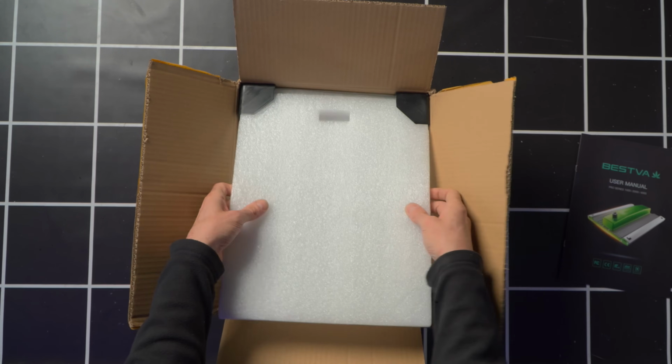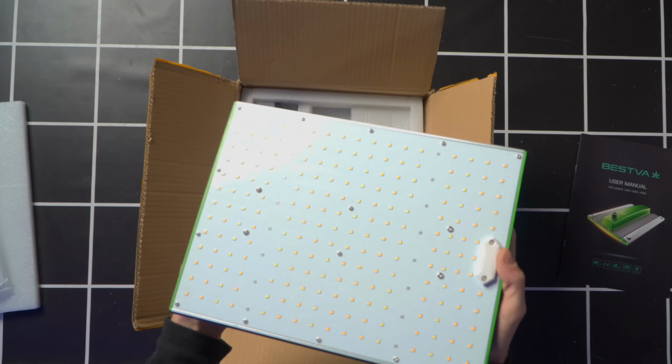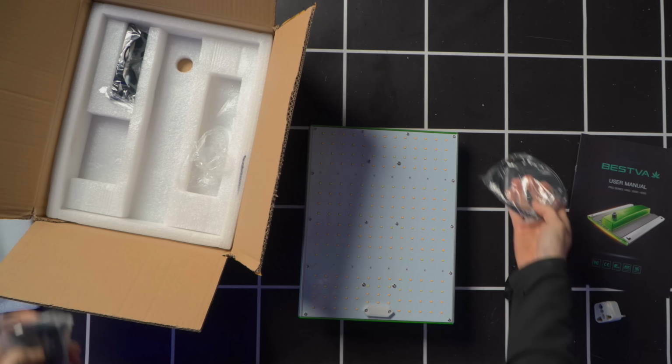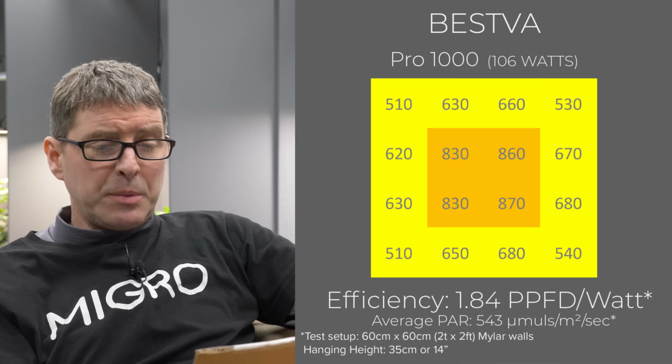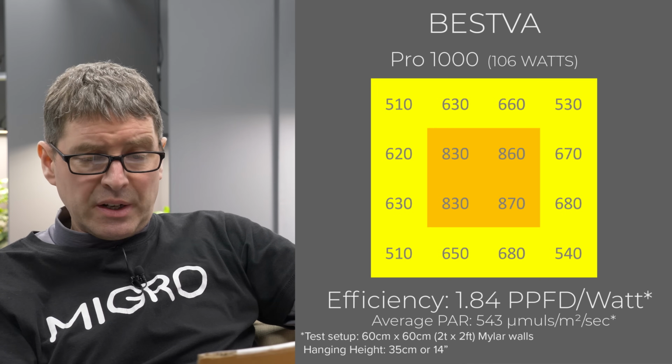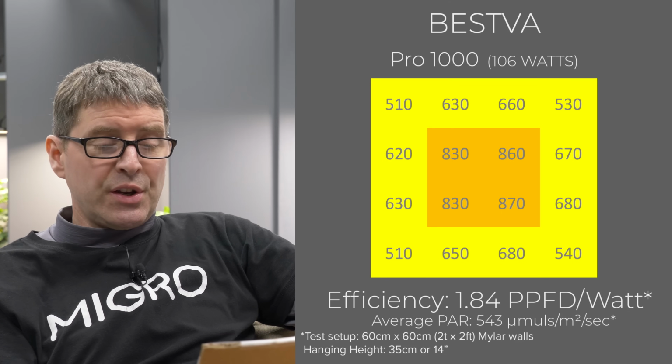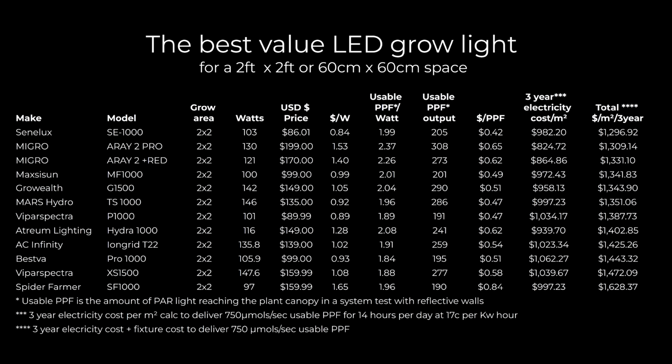Bestva Pro 1000, nice light, cheap light, 93 cent per watt, so very cheap, low efficiency though, hence it being in the lower part of this list. So yeah, it has the highest electricity cost for that 3 year calculation. Nice light though, well built, and looks very nice too, nice looker.